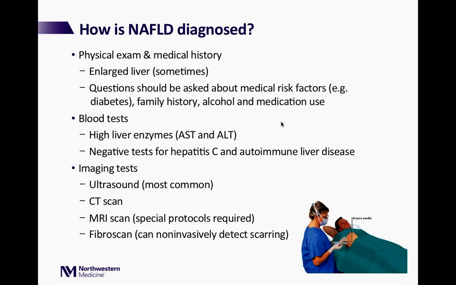You can also detect fat on a CT scan or a CAT scan, and sometimes that's how people are told that they have fatty liver, because they had a CT scan for another reason, because they had abdominal pain or something else, and then it's incidentally found that they have fat in their liver. An MRI scan can also show fat in the liver, though it needs to be a special type of MRI scan that's usually available at specific centers like universities or research centers.